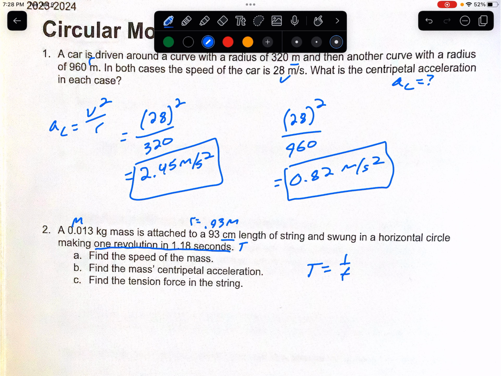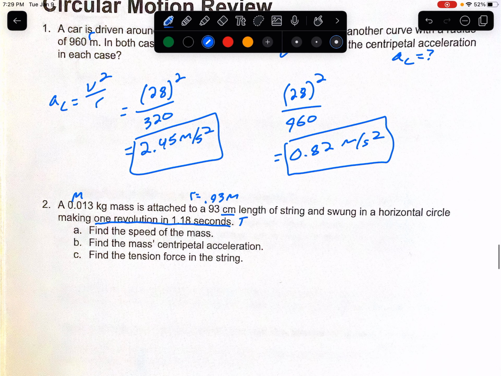So don't make it harder than it is. You don't need to do any more with that. That is your big T. So let's clear that up over here. What we're going to do is find the speed of the mass. That means we're looking for velocity.